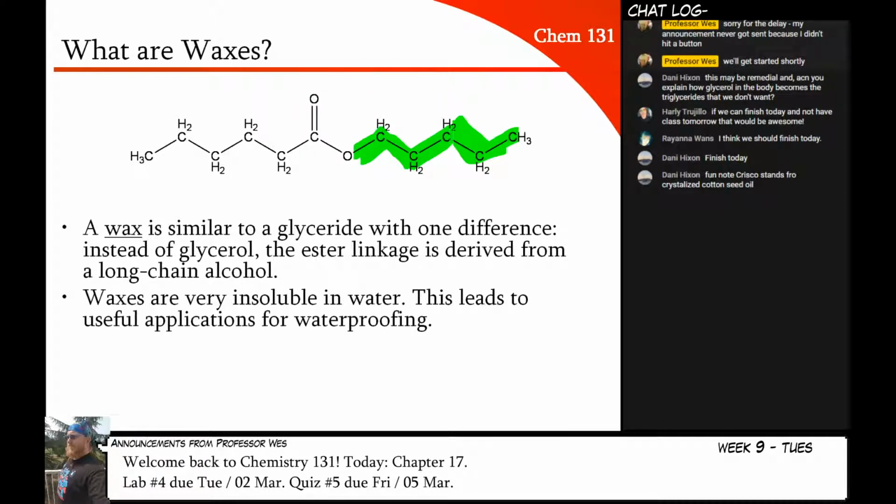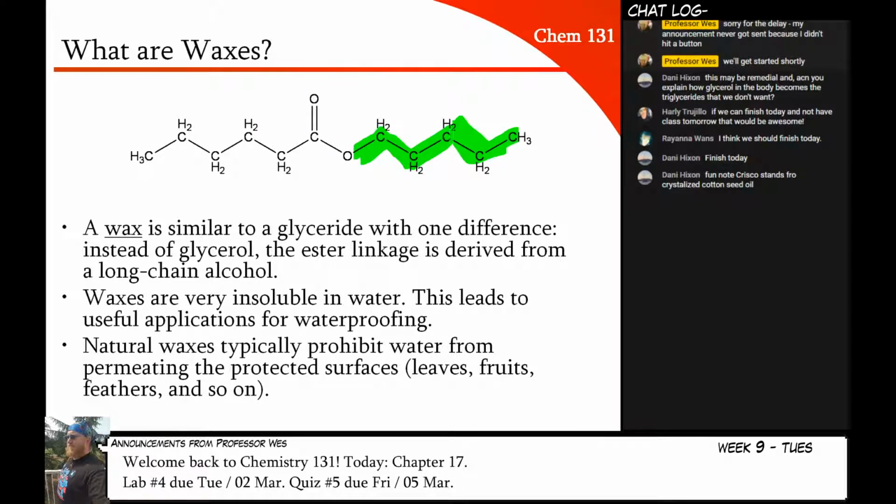Now, where do waxes occur? Waxes typically occur on the surfaces of substances that need to be protected from water. So leaves, fruit, leather, these are all things that have waxy surfaces. Because waxes are so insoluble in water, they're essentially just used to waterproof surfaces of things. So when you buy an apple, if you look at an apple, it's very shiny on the top. That sheen that you see on an apple is the waxy surface of it.